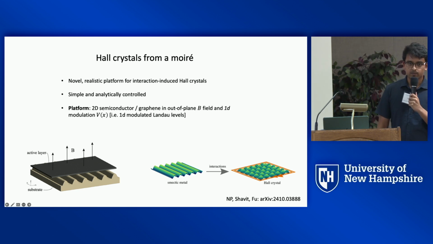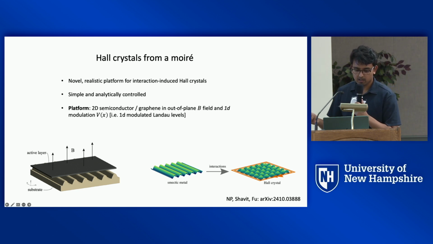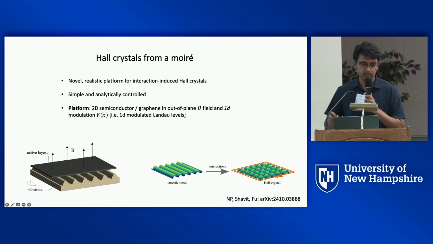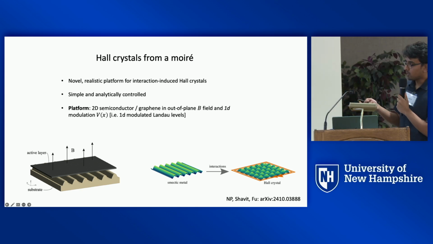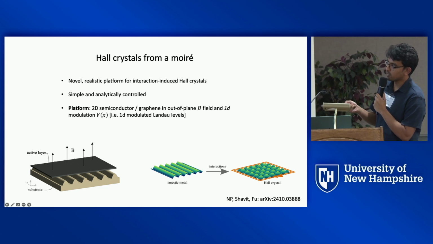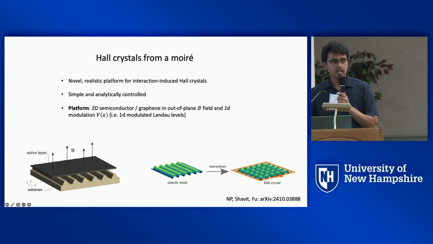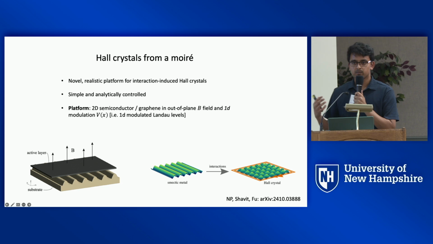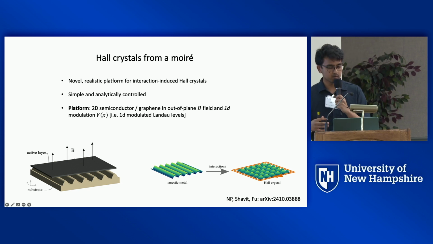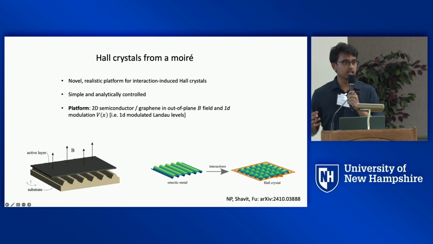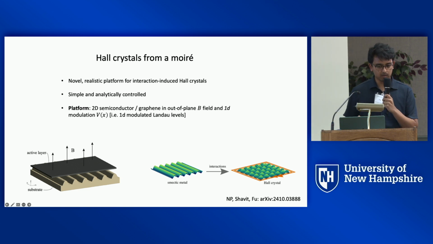So this leads me to the current work, where we propose producing Hall crystals from a moire in a pretty simple theory. And the platform I'm going to focus on in this talk, I've illustrated here. The basic idea is that there's an active layer, such as a 2D semiconductor or graphene, in an out-of-plane magnetic field, on top of a 1D modulation, which could be produced by some dielectric patterning, some substrate. And the essential physics is simply 1D modulated Landau levels. That's the theory that I'm going to be considering here.